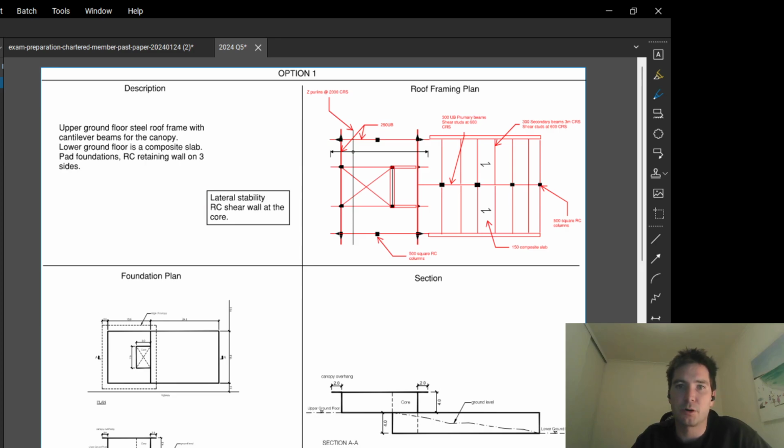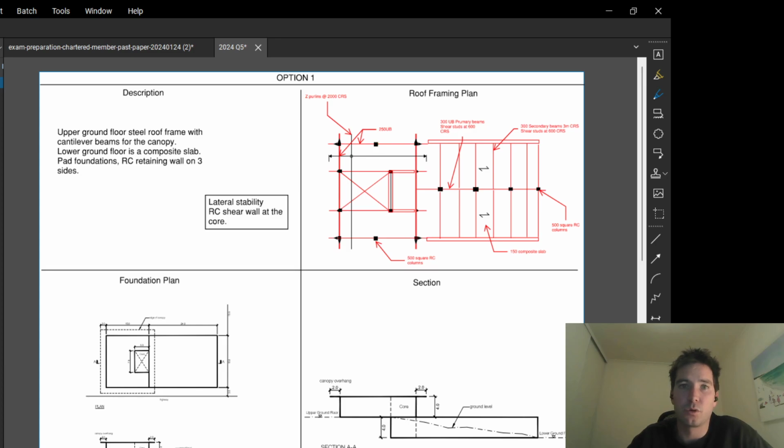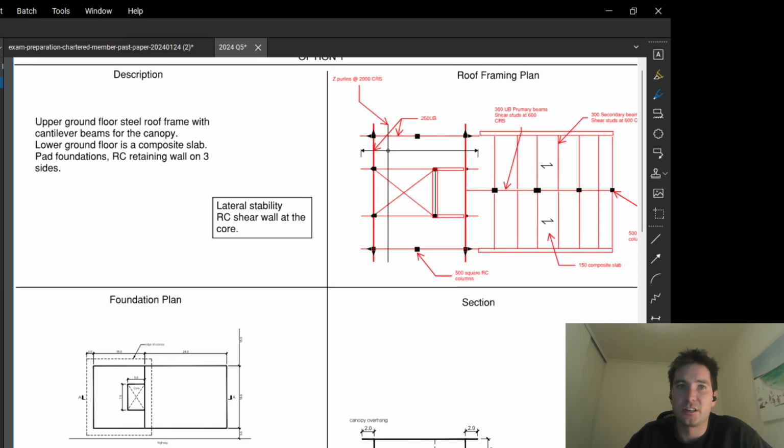I really like to box out and say the lateral stability system. I think that's critical, and I like to pull it apart from the description. So here I'm using reinforced concrete shear walls at the core. There's a U shape here. My upper ground floor roof framing plan is essentially just some steel roof framing with these cantilevers to capture that canopy that has that 2 meter overhang.